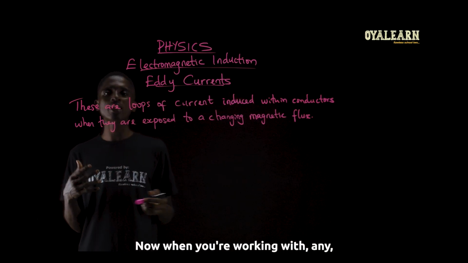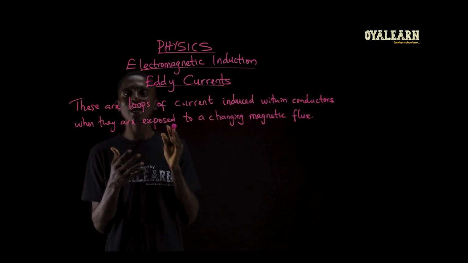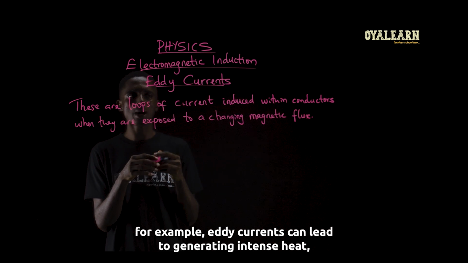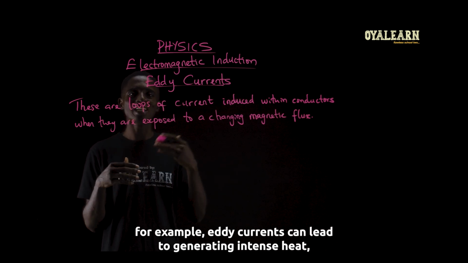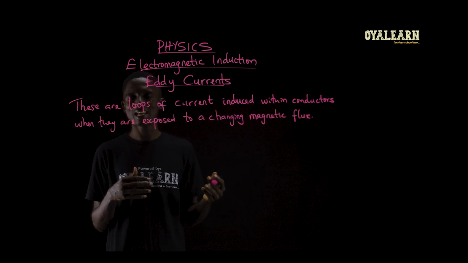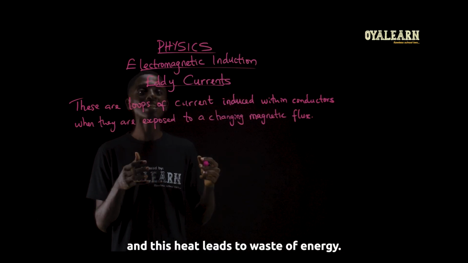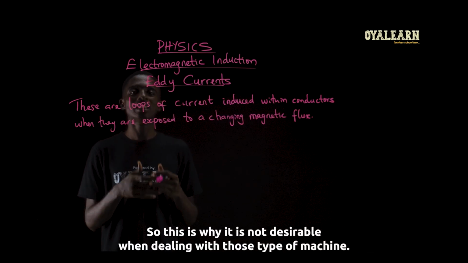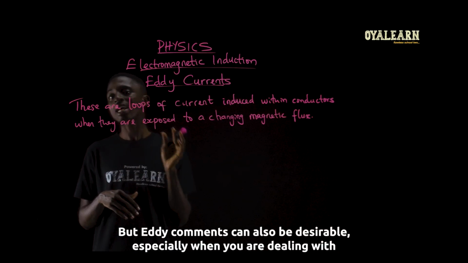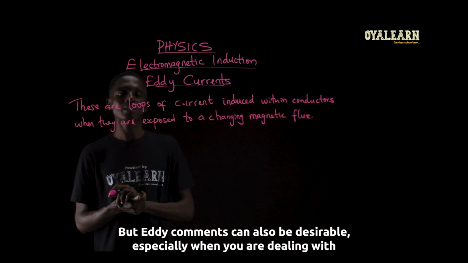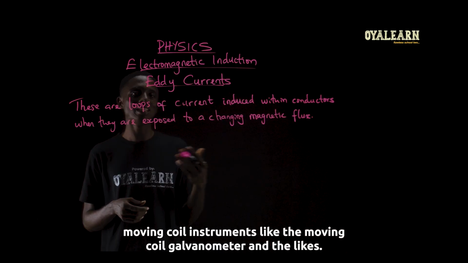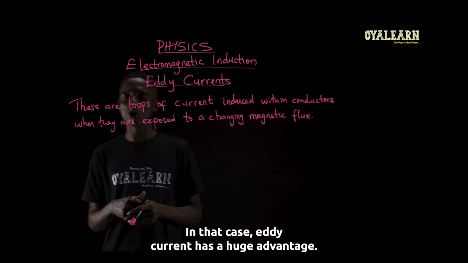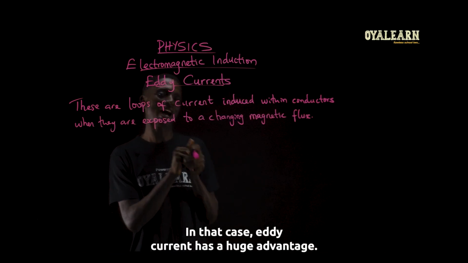Now, when you're working with any machines, for example, when you're using the transformer, eddy current can lead to generating intense heat, and this heat leads to waste of energy. Okay, so this is why it is not desirable when dealing with those types of machine. But eddy current can also be desirable, especially when you are dealing with moving coil instruments like the moving coil galvanometer and the likes. In that case, eddy current has a huge advantage.